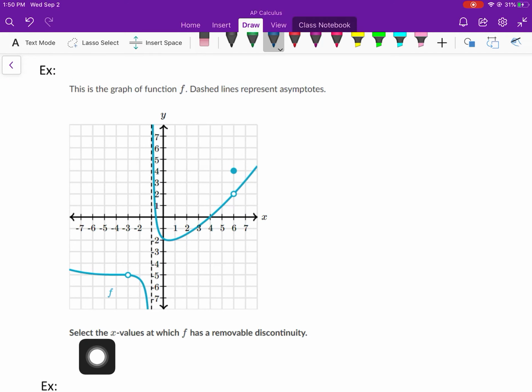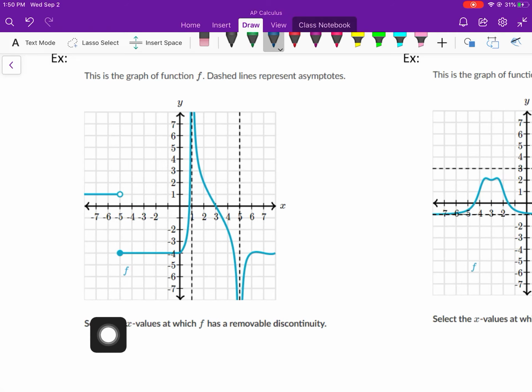So look at this one. Select the x value in which f has a removable discontinuity. So right here's a vertical asymptote at -1, but what about right here? This is at -3, it's been removed, and also at 6 we have a removable. So I'm going to put x equals -3 and 6.